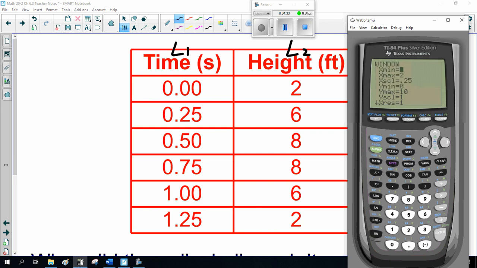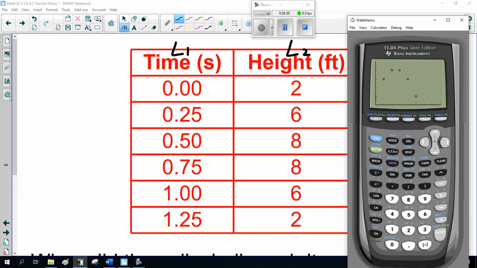I did that quickly, but as I said, I'm more hoping you're following along rather than copying this out. If you're copying it out, then yes, I'm going too fast. Pause the recording. So 0 to 2 for X, X scale of 0.25, Y minimum 0, Y maximum 10, Y scale 1. Graph, and there we go.